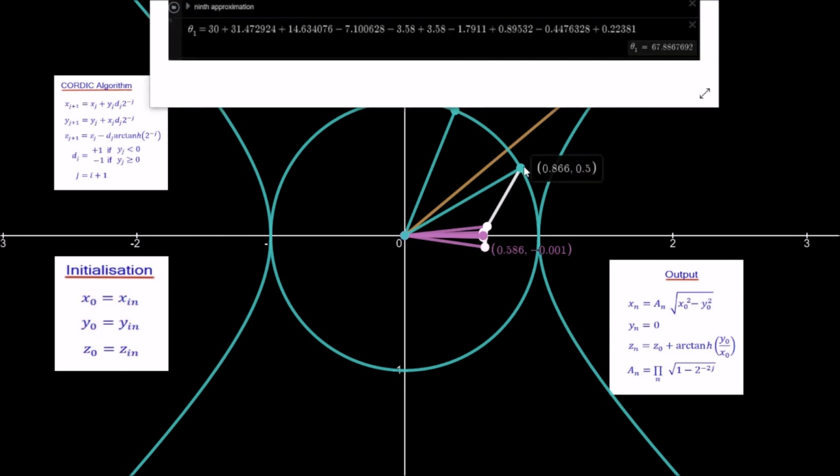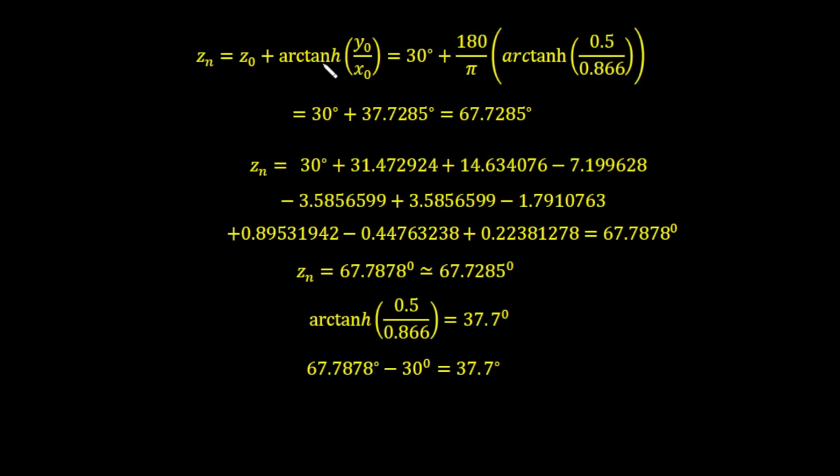So as we have rotated this point here in order to get the y value towards 0, with each of the iterations we've added on or subtracted off the values of our angles, which are given by our arctangent 2 to the minus j, and that has given us a final angle here of 67.886769 degrees. So let's see whether this is the angle that we expect to get. So here are our final results. We have our algorithm which tells us Zn is equal to Z0 plus the inverse tangent of y0 upon x0.